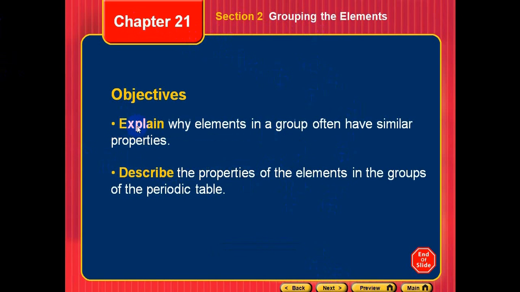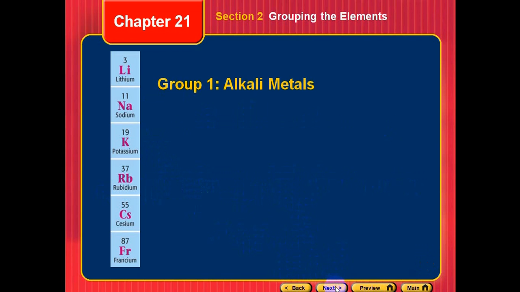In this section, we will learn why elements in a group often have similar properties, and we will describe the properties of the elements in the groups of the periodic table. We will speak about each group of the periodic table, and we will speak about the properties of each group. We will start with group 1, alkali metals.